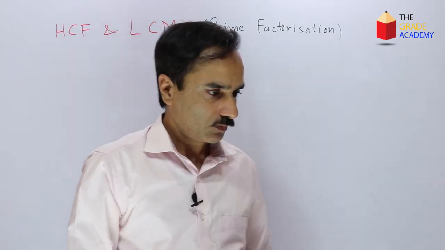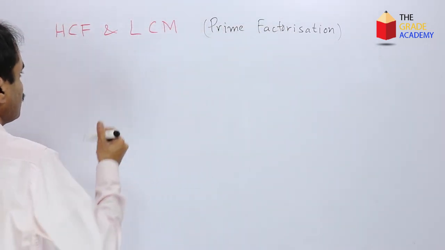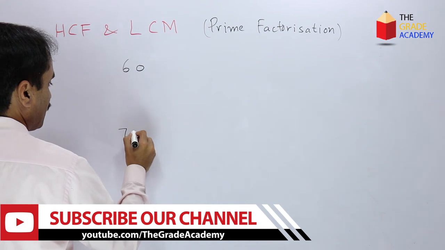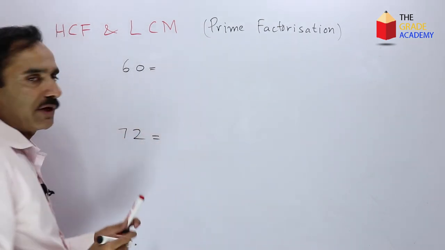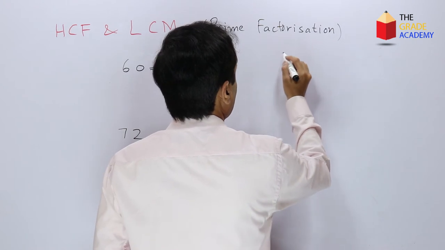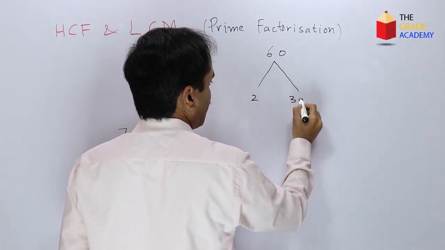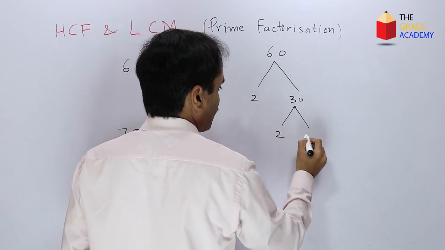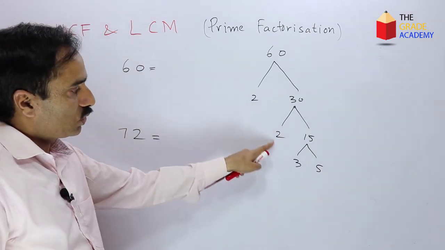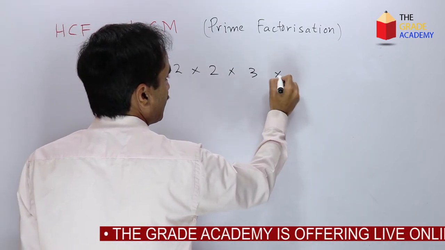Now let's take another example. Now we are going to find HCF and LCM of 60 and 72. So first of all, we will write both 60 and 72 as products of their prime factors. So 60 in prime factors can be decomposed as 2 times 30, and 30 can be written as 2 times 15, and 15 is 3 times 5. So the prime factors of 60 are 2, 2, 3, and 5. 2 times 2 times 3 times 5.